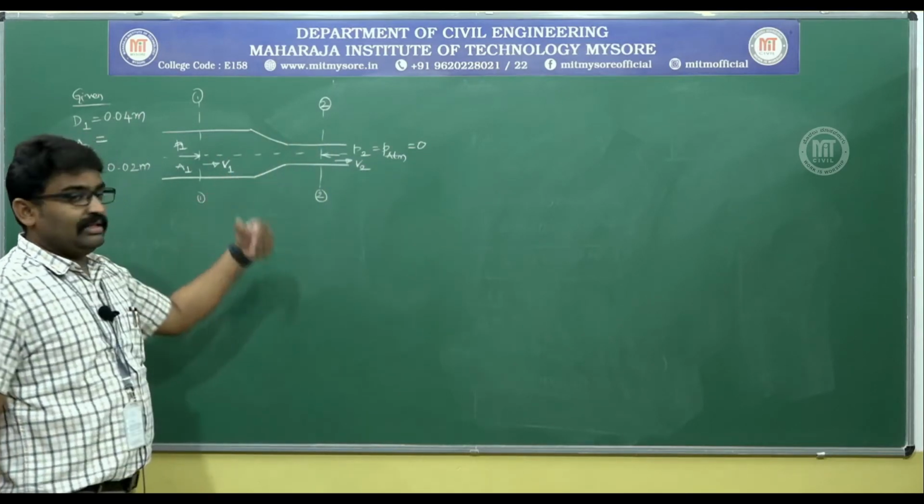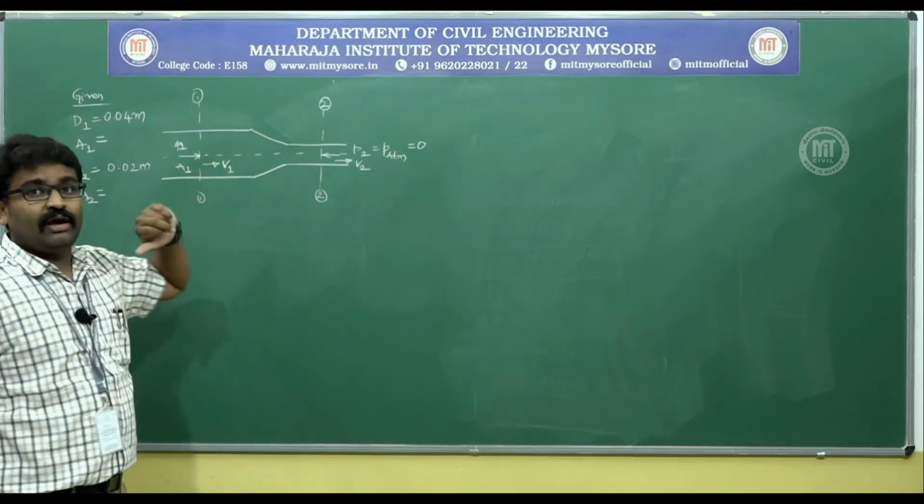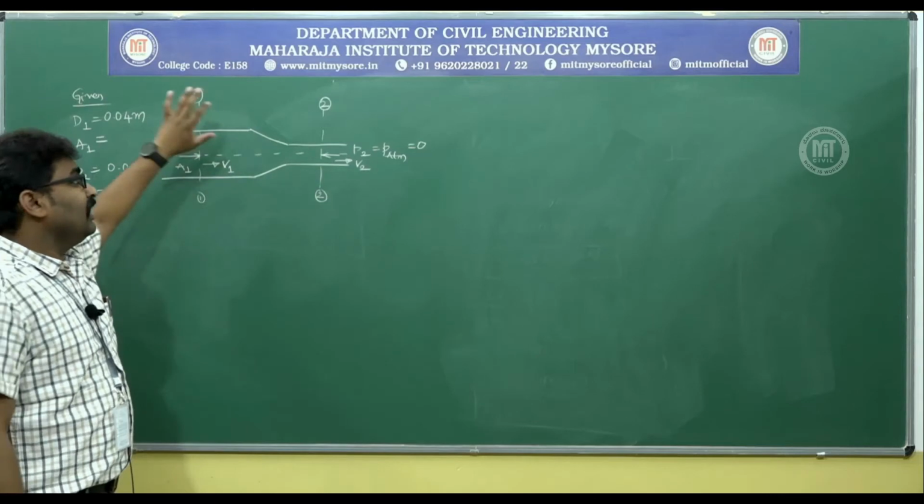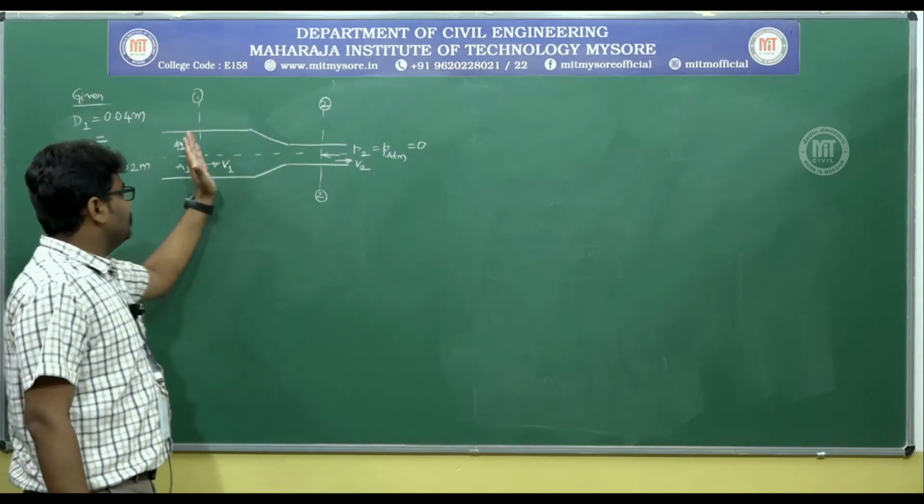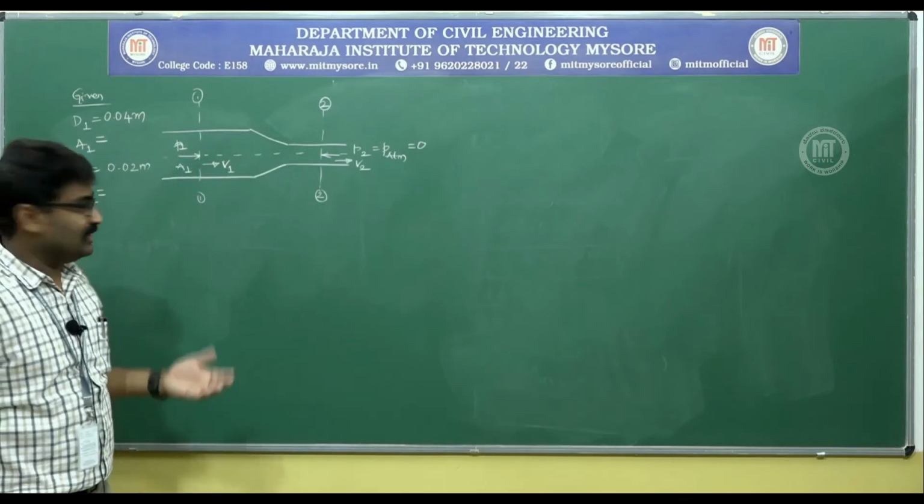Now why I have written all these things is, using P2 you can find out P1. How do I do that? It is based on application of Bernoulli's equation between section 1 and section 2. What do I actually have when I apply Bernoulli's equation?